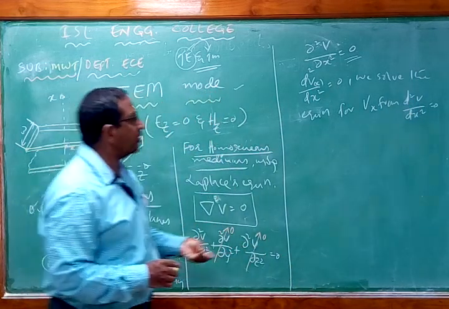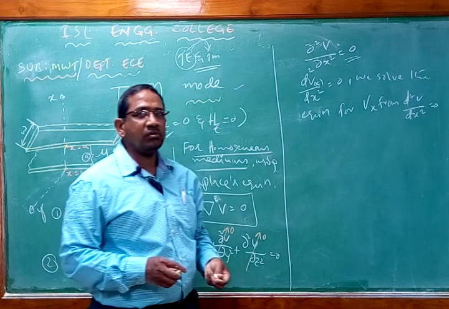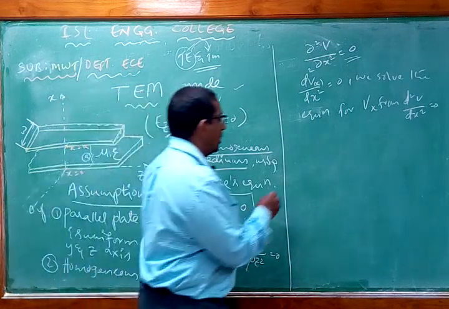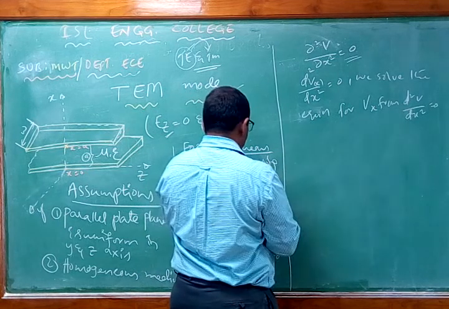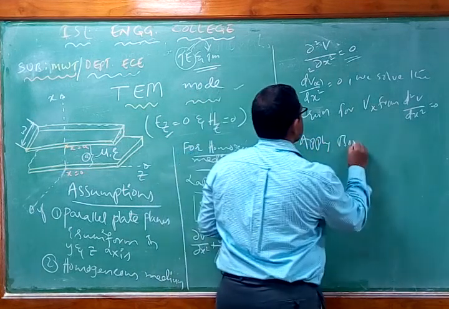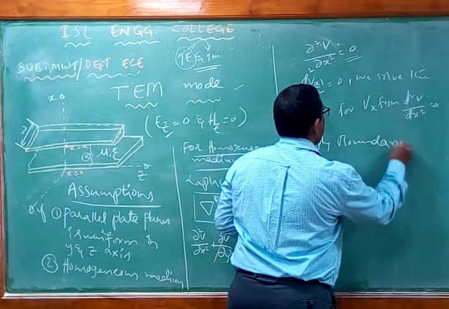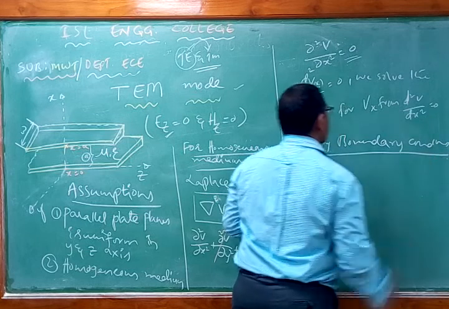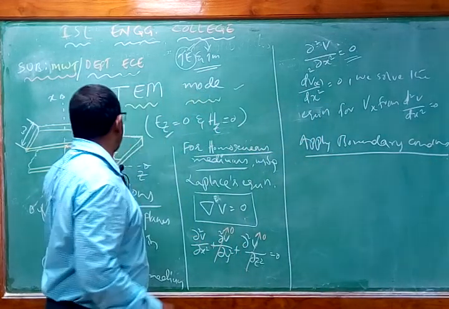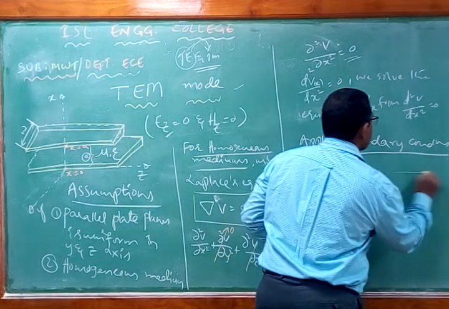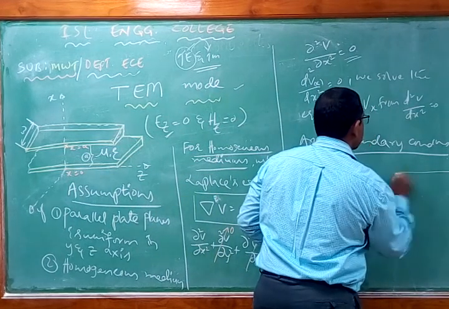Now in order to find this Vx, what should I do? We simply apply some boundary conditions. Now here we start applying the boundary conditions. To apply boundary conditions, what are the plates we have? We have two conducting plates. Since we have two conducting plates, I can simply draw the two conducting plates something like this.